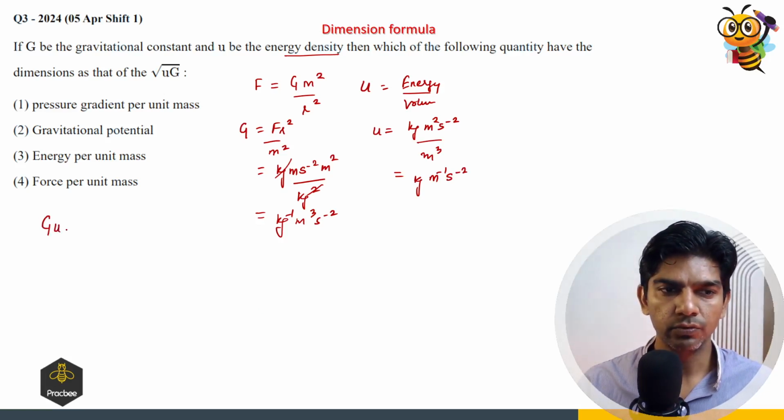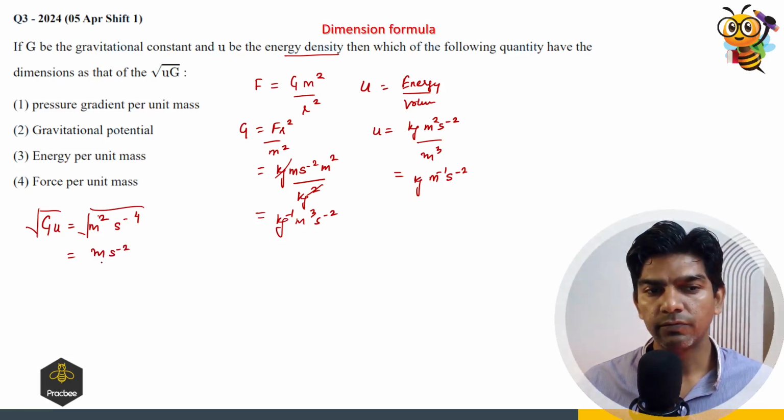So GU, its unit will be, kilogram will get cancelled out, and then we have M square and then second raised to power minus 4. And the root of this will be M second raised to power minus 2. So it will be meter second raised to power minus 2, right?